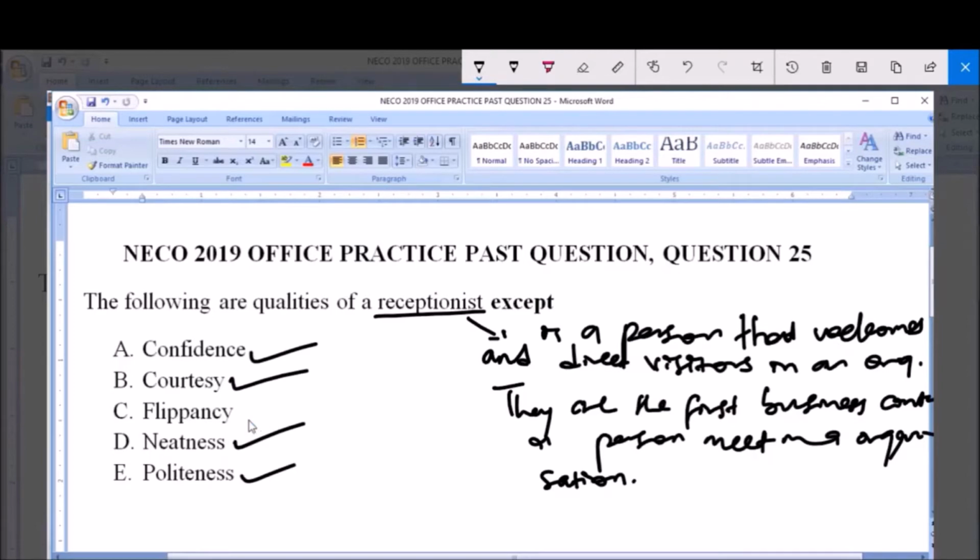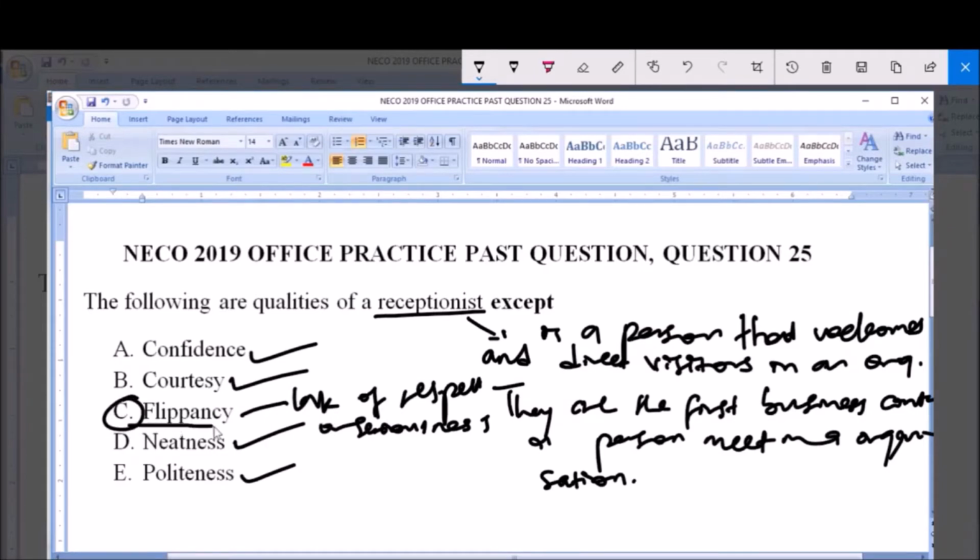Now C here says flippancy. Now flippancy simply means lack of respect or seriousness. And this is not a quality of a receptionist at all.